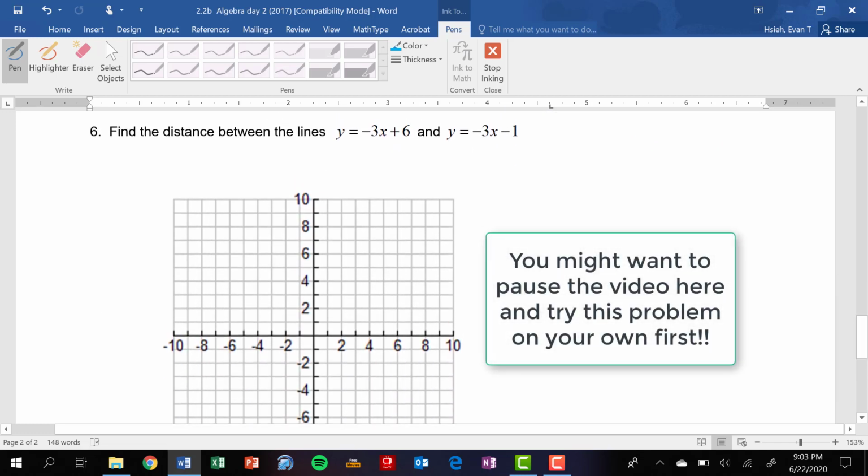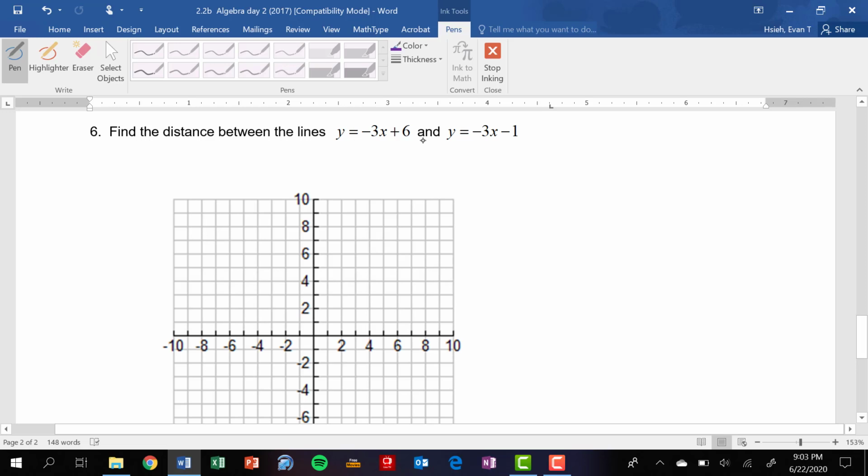This next problem is a legit 4-level problem. It does come up pretty frequently. So if I'm going to graph these, I have 2 parallel lines because they have the same slope. I know that this first one here has a y-intercept of 6, so I can go down 3 over 1 and graph that. This one has a y-intercept of negative 1. I can do the same slope, down 3 over 1. And hopefully you can see that the 2 lines are parallel to each other.